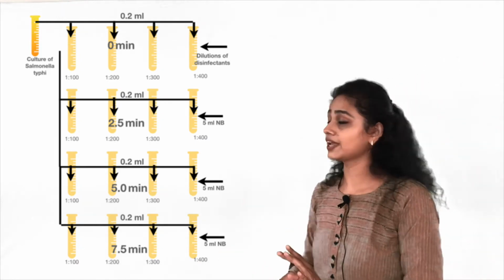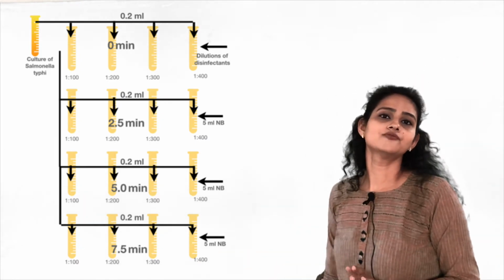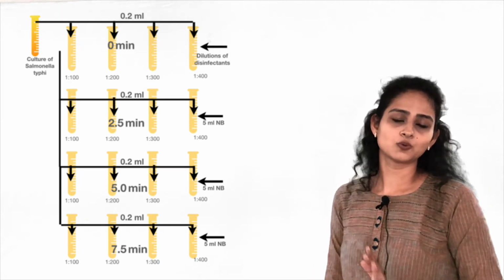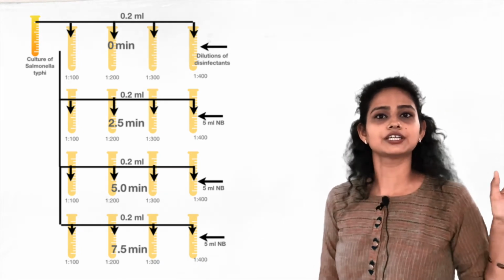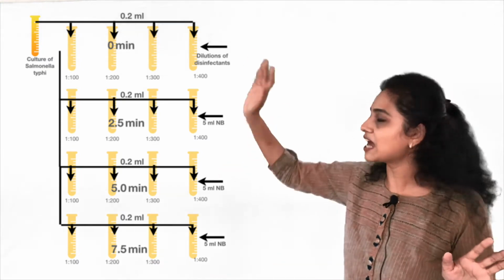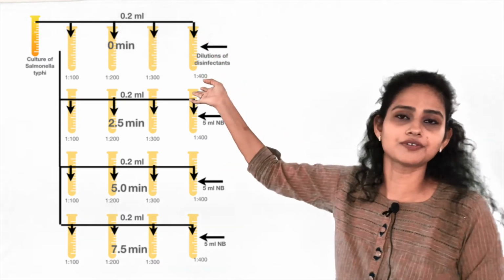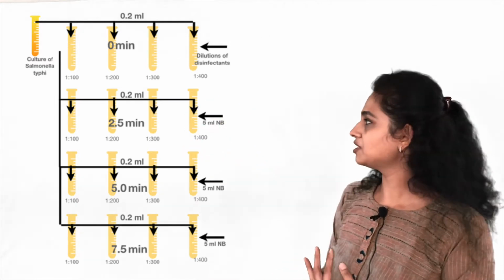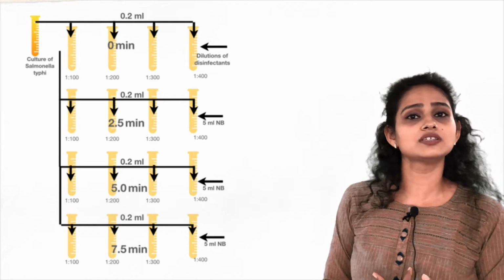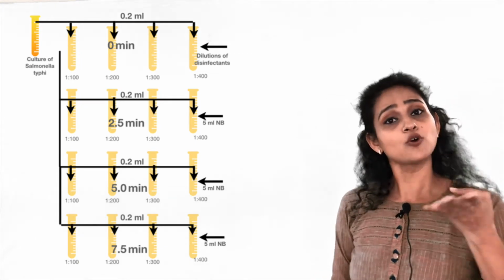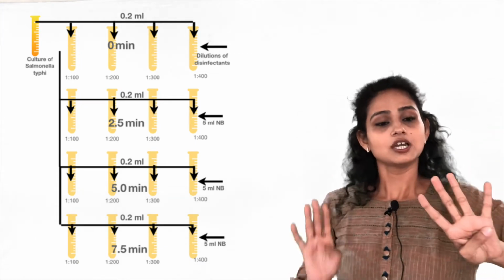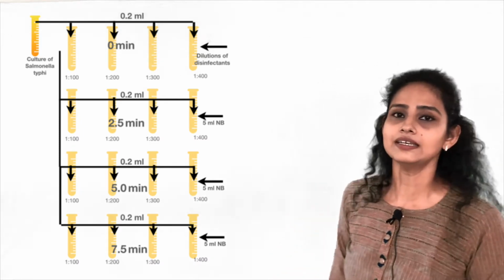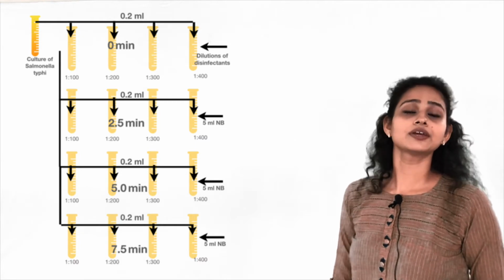The same method has to be performed for the phenol. After performing this work, you have to incubate all the test tubes except the dilution. We don't require those dilution test tubes now. So the timing sets, that is the 2.5 minute set, 5 minute set, 7.5 minute set, and 10 minute set, these 4 sets of disinfectant plus phenol, you have to incubate for 24 hours, and then next day you have to check for growth, whether you are getting growth or not.